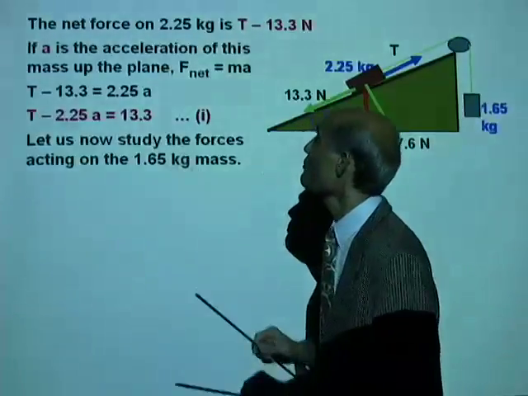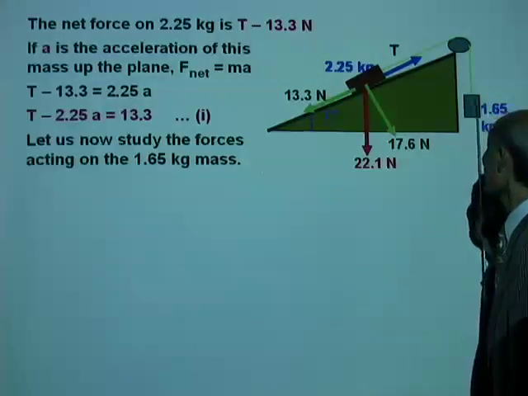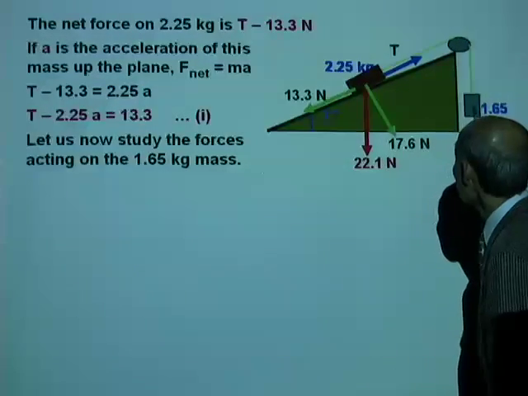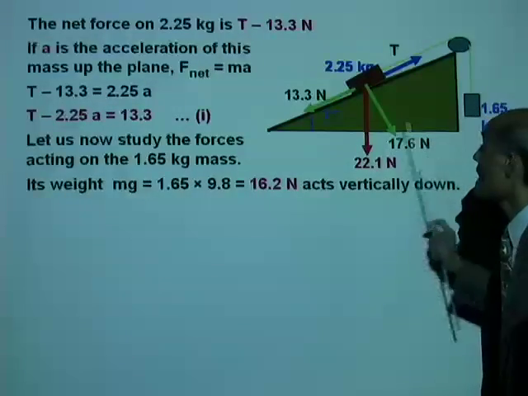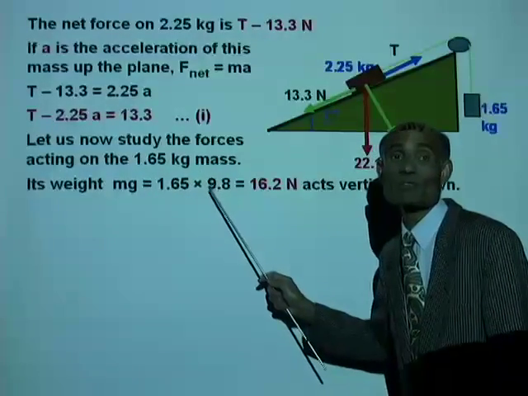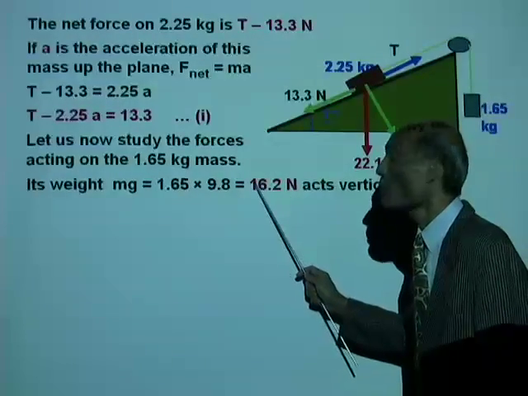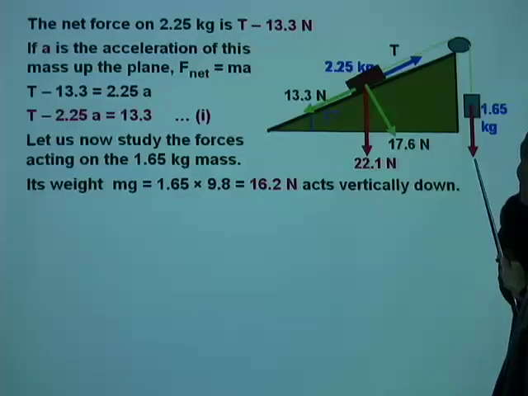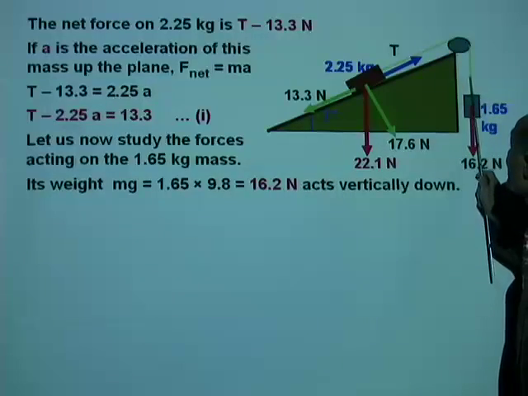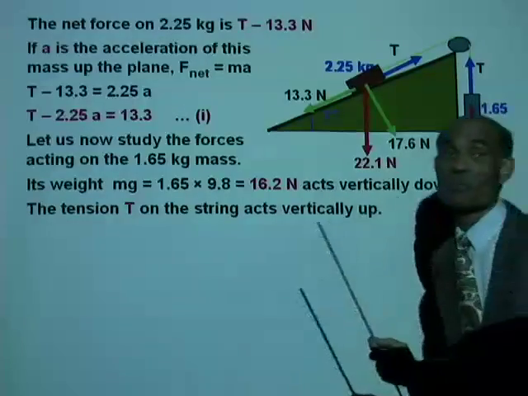Now, let's study the forces acting on the 1.65 kilogram mass. Tell me, what are the forces on this mass? Well, there are two forces on it. Its weight is acting vertically down. What is that weight? Weight mg is 1.65 kilogram times 9.8 meter per second squared. That is 16.2 Newton acting vertically down. That is one force on this mass. What is the other force? The other force is the tension. The tension T is up.